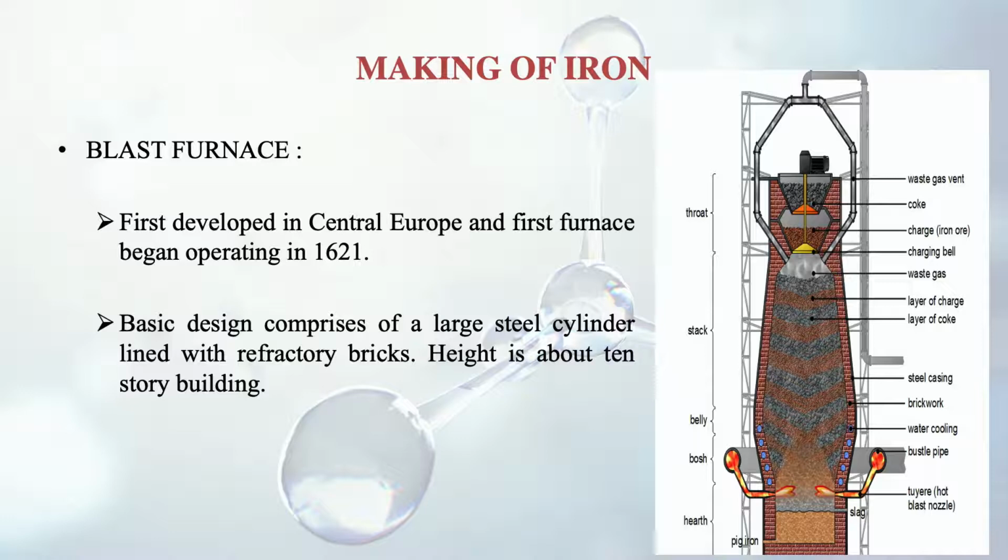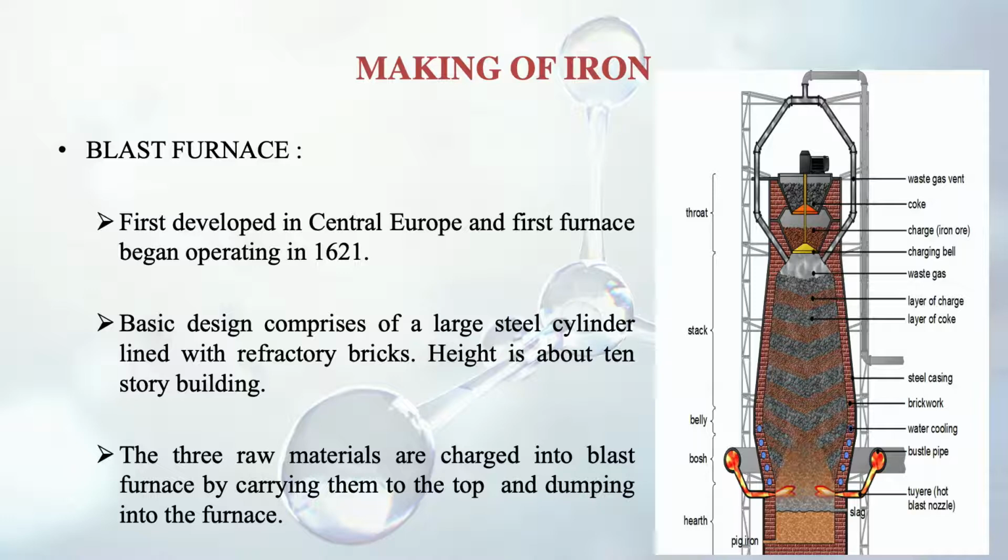Basic design comprises a large steel cylinder lined with refractory bricks. Height is about a 10-story building. So it is a very large steel cylinder, you can just visualize that, and it is lined inside with refractory bricks. Why refractory bricks? Because they act as insulators. They prevent the heat inside from leaking out. The three raw materials are charged into the blast furnace by carrying them to the top and dumping them into the furnace.